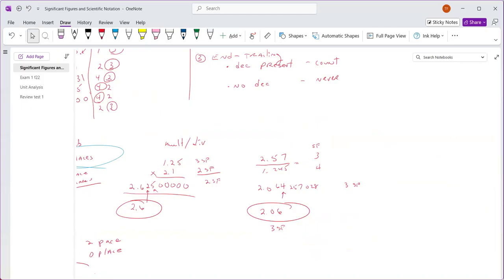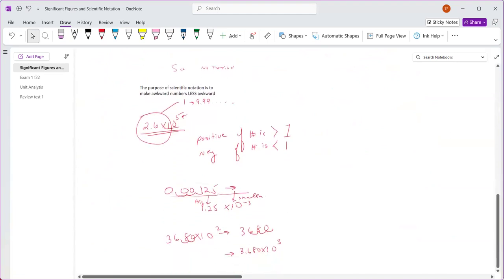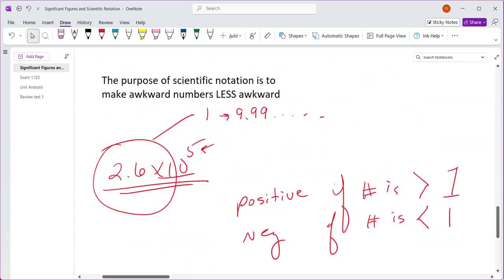Okay, all right, so let's now go to scientific notation. Now, the purpose of scientific notation is to make awkward numbers less awkward. Now, every teacher has got their definition of what an awkward number is for their class. This is my definition of awkward number. Is it awkward to you if it is converted to scientific notation? If it's not awkward, don't. All we're doing is renaming the number. We're not changing its value at all.